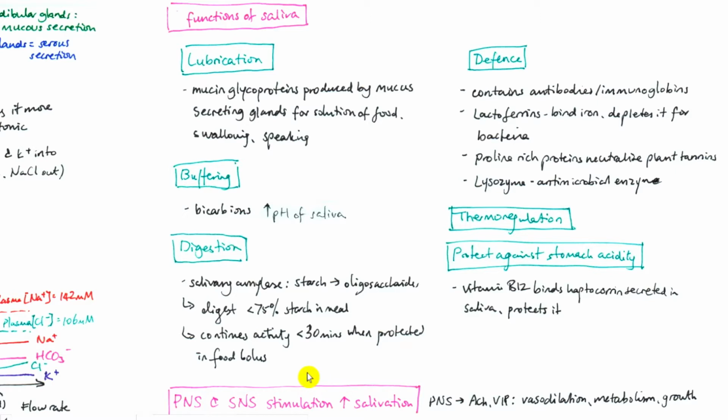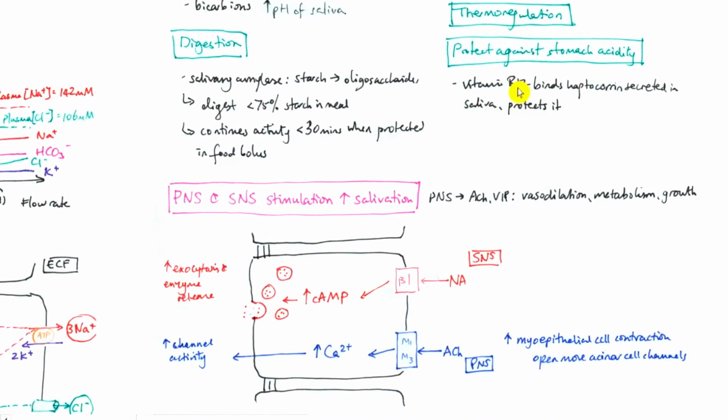It continues activity for around 30 minutes when protected in the food bolus, and it protects against stomach acidity, which is similar to buffering. So vitamin B12 binds haptocorrin secreted in the saliva, which protects it against the acidity in the stomach, and B12 is an essential nutrient.